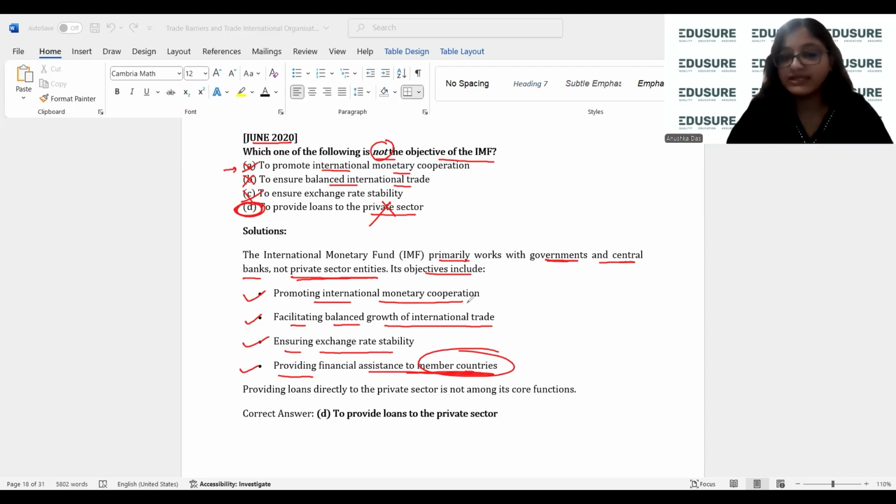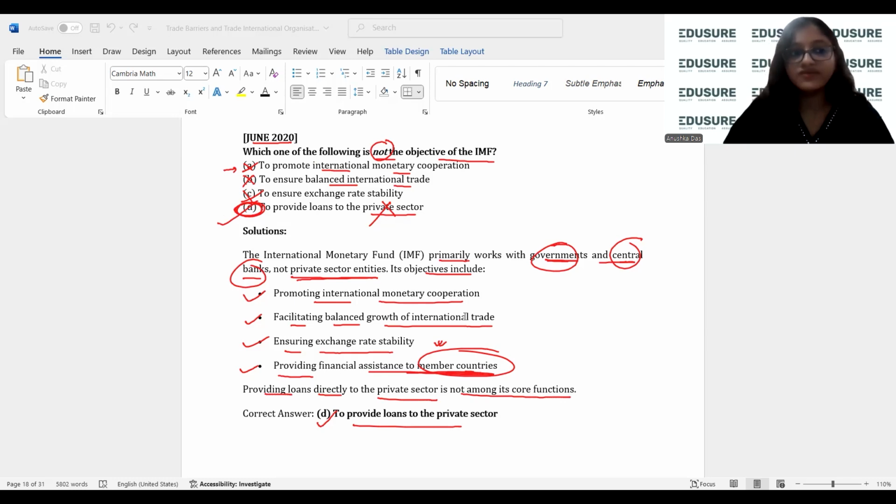No private sector loan is given. Only the member countries will get the financial assistance, and the work will be done in close ties with the government and the central banks of the country. No private sector entity is given any kind of loan. So providing loans directly to the private sector is not among the core functions. So D will be the right answer to this question. This is the June 2020 paper, directly from the theory that we have studied in case of IMF.